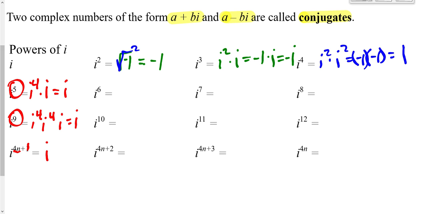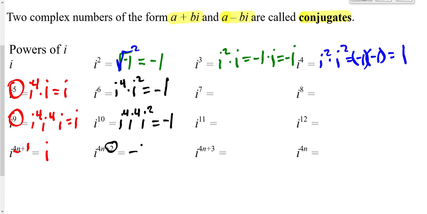If we look at the next column, this would be an i to the fourth times an i squared. Remember, i to the fourth is 1, so we get i squared, which we know from above is just -1. Or an i to the 10th would be an i to the fourth, an i to the fourth, and then another i squared, which would be just a 1 times a 1 times that i squared, which is -1. So whenever your exponent is 2 more than a multiple of 4, we always get just -1.